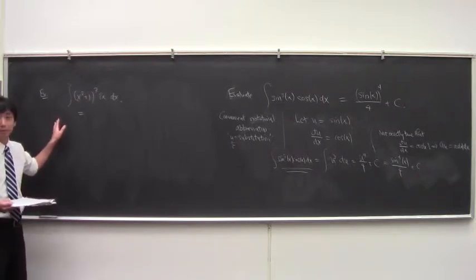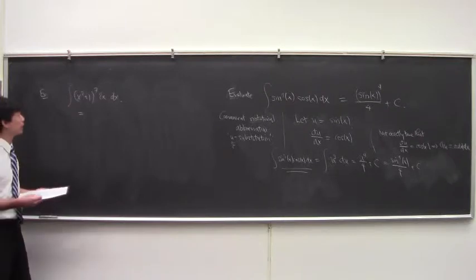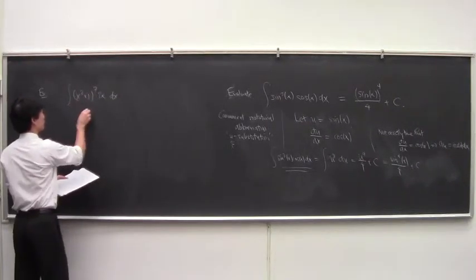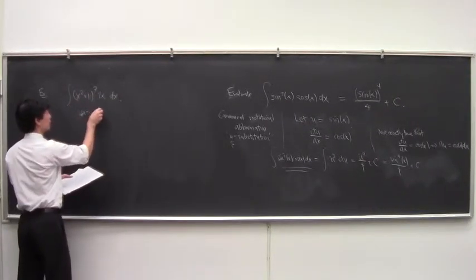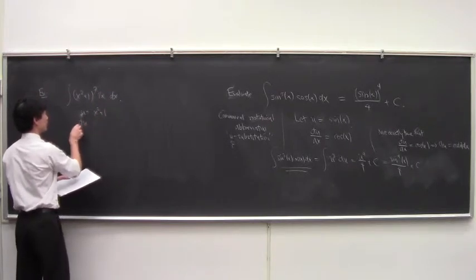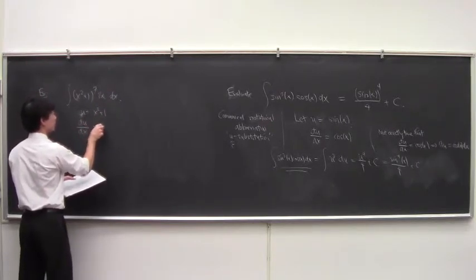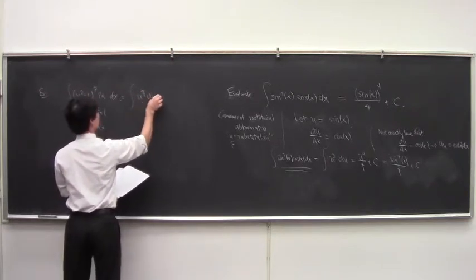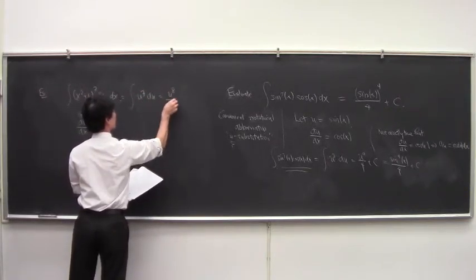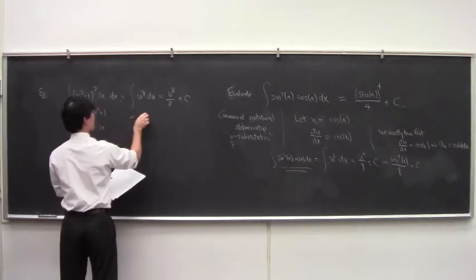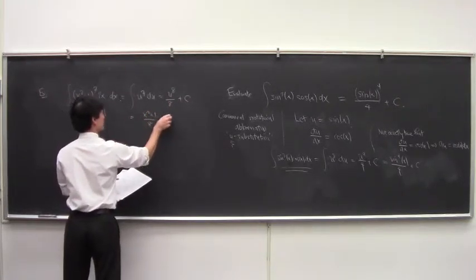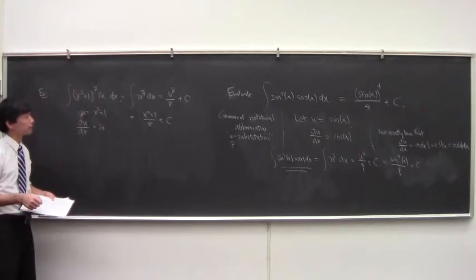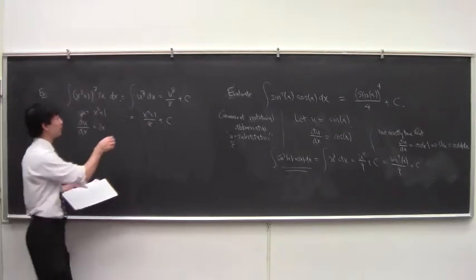Okay, so what is it? What do you take as your u? I'm going to take x squared plus 1, right? Then du dx is going to be 2x. And so you write this thing as u to the 7th du, you integrate, u to the 8 over 8 plus c. That's going to be x squared plus 1 to the 8 over 8 plus c.